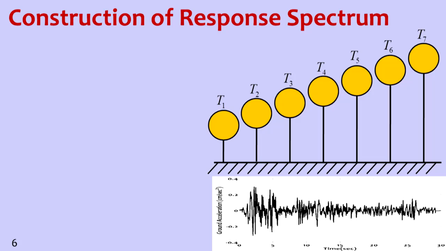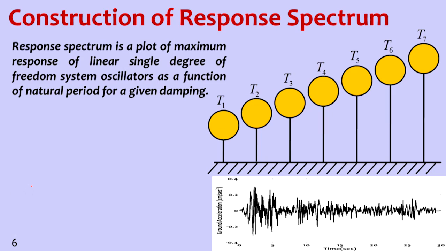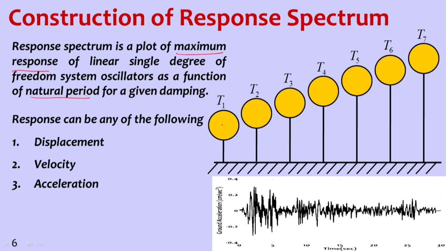And then we already studied how to find the response of a structure to a given random motion by using numerical techniques. So we can use either Newmark's technique or this central difference method, and then find out the response of this linear single degree of freedom oscillator. So second one, third one, like that, all oscillators' response we find out. So the response spectrum is a plot of maximum response of linear single degree of freedom oscillators as a function of natural period. Response quantity can be either displacement, velocity or acceleration.